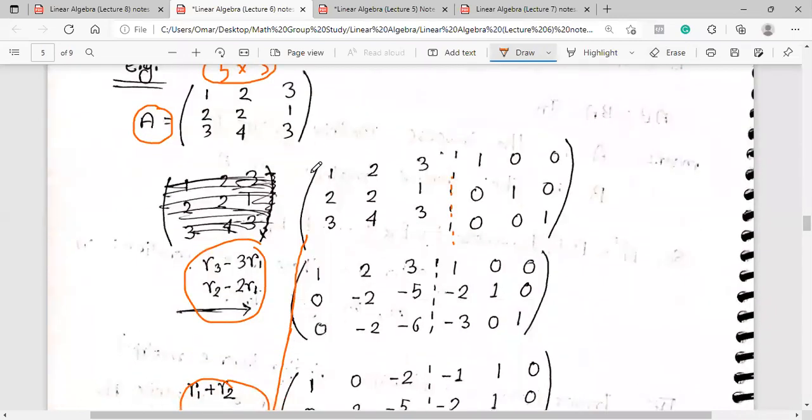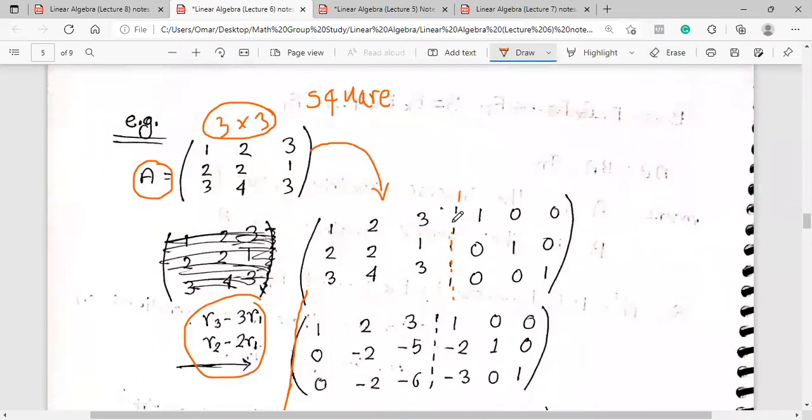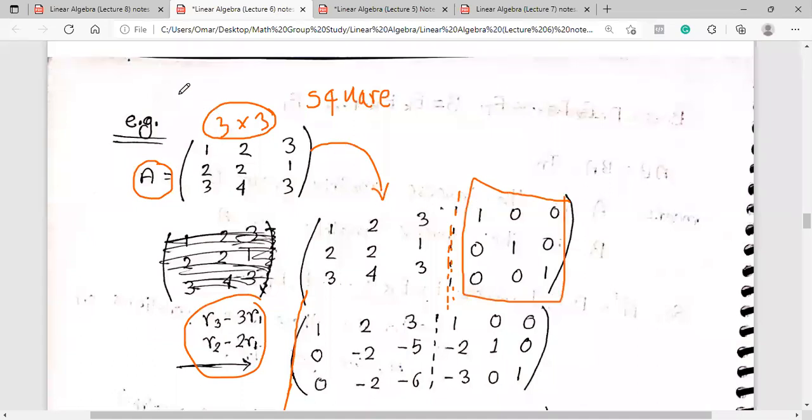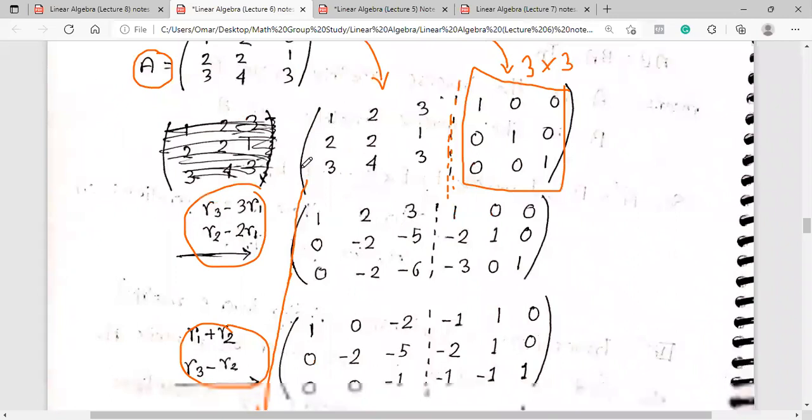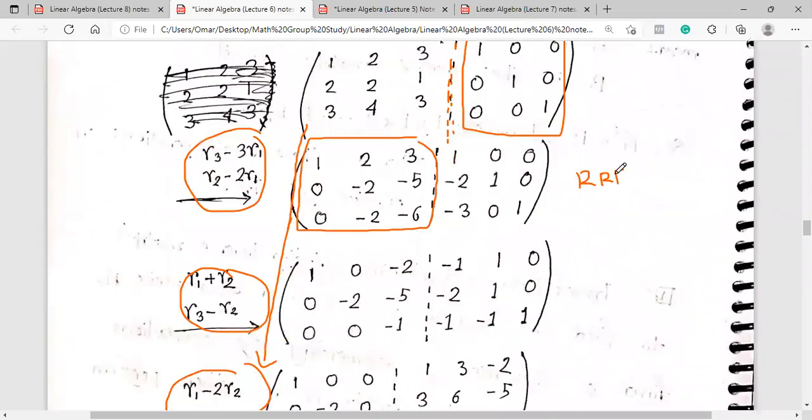So the first step is we write down the matrix here, and then we draw a line, and we write down the corresponding identity matrix on the right side. For example, this is a 3 by 3 matrix, that's why we have to write down a 3 by 3 identity matrix here. And then we have to convert this left part into RREF, or reduced row echelon form.